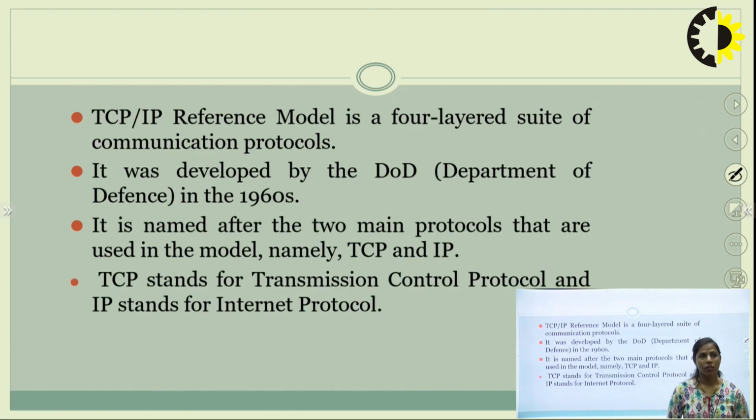Let us discuss the various reference models. TCP/IP was used by the Department of Defense in the 1960s. It is a layered protocol model in which we have different types of protocols, mainly TCP and IP. In this model, we are going to discuss the various layers involved in the TCP/IP model, which have different protocols. In each and every layer, we are going to discuss one by one.